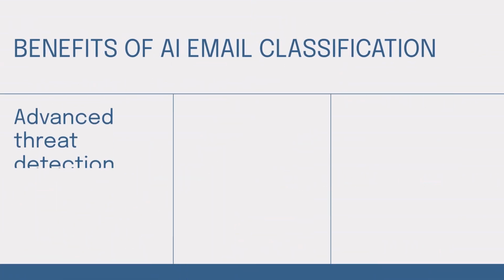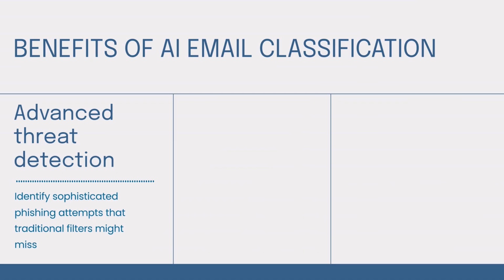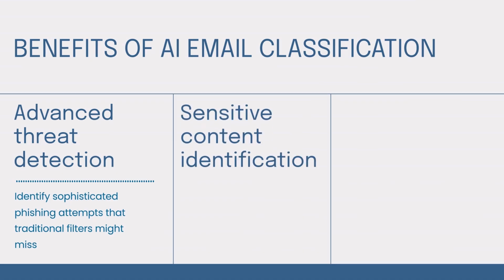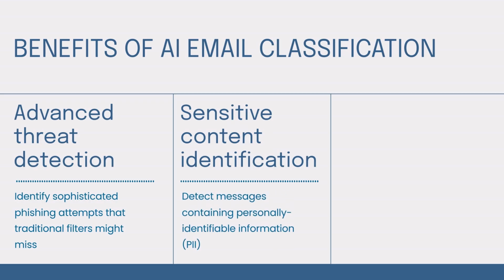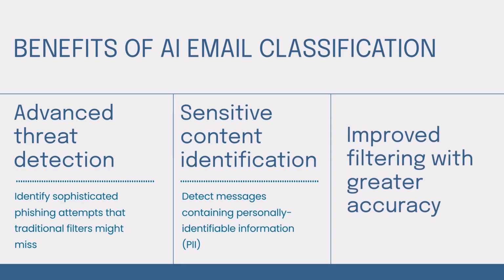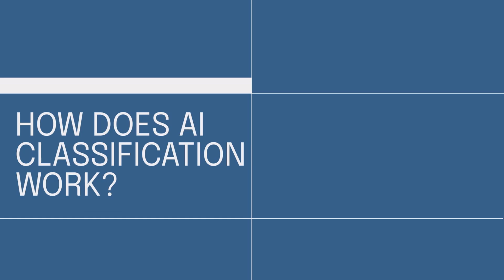The benefits of using AI email classification include advanced threat detection to identify sophisticated phishing attempts that traditional filters might miss, sensitive content identification to detect messages containing personally identifiable information, or PII, or other sensitive data, and improved filtering with greater accuracy. To understand how AI email classification works, it's helpful to understand these three concepts: AI models, prompts, and rules.